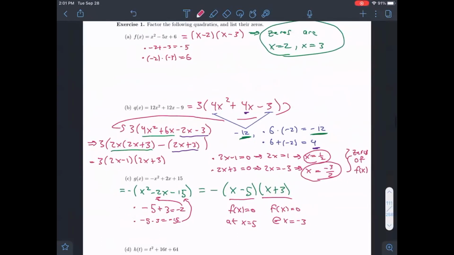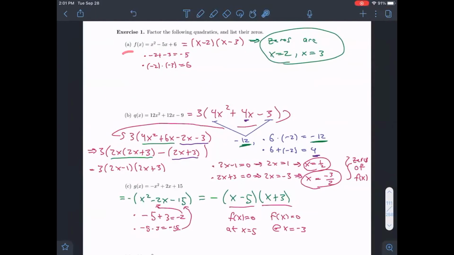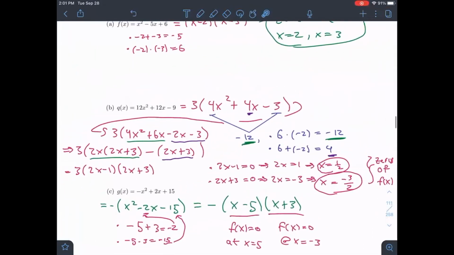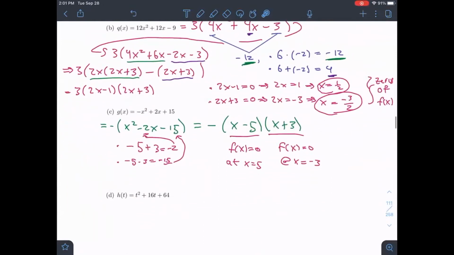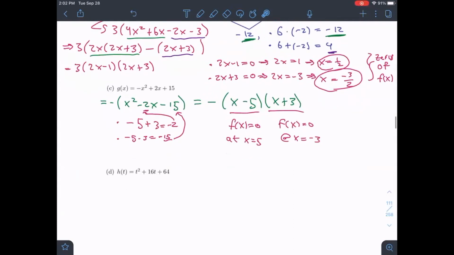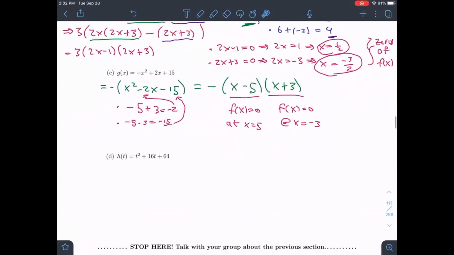So it's pretty much exactly like we did for A, except you just had to know to factor out the minus sign in front. Any questions about C? Okay, and then D is a little bit like A. You just have to know how to factor it. So how do you factor h of t in this situation? What is the factorization of h of t here?